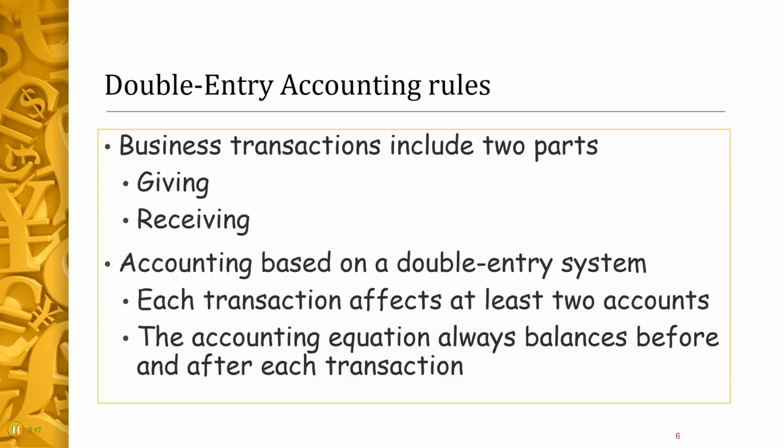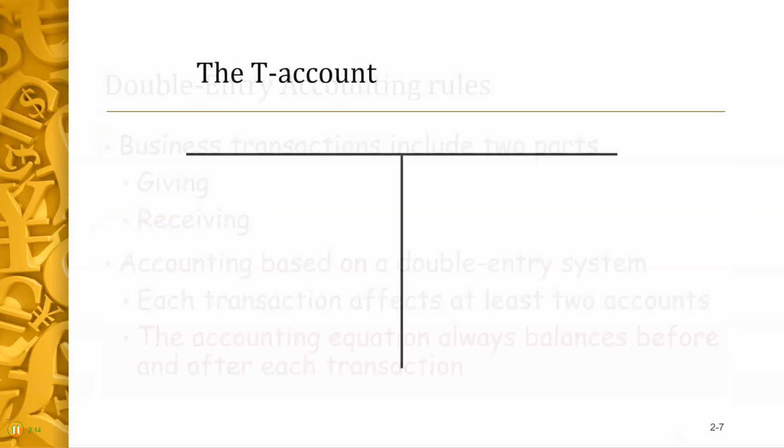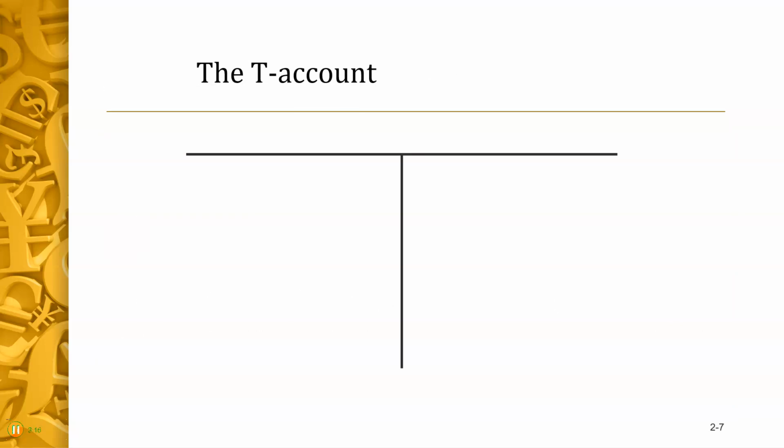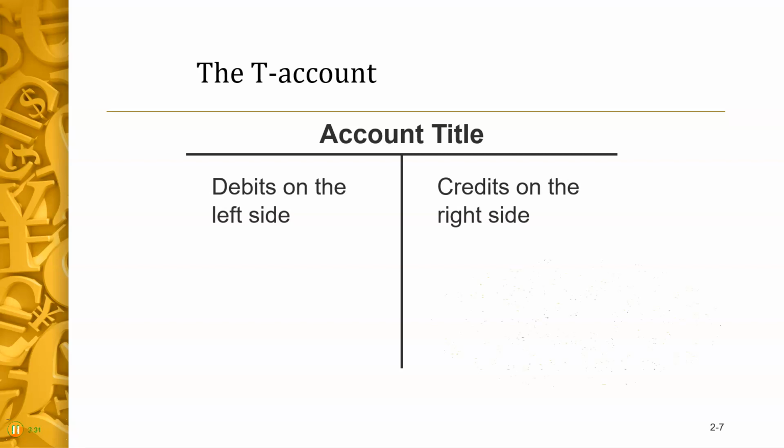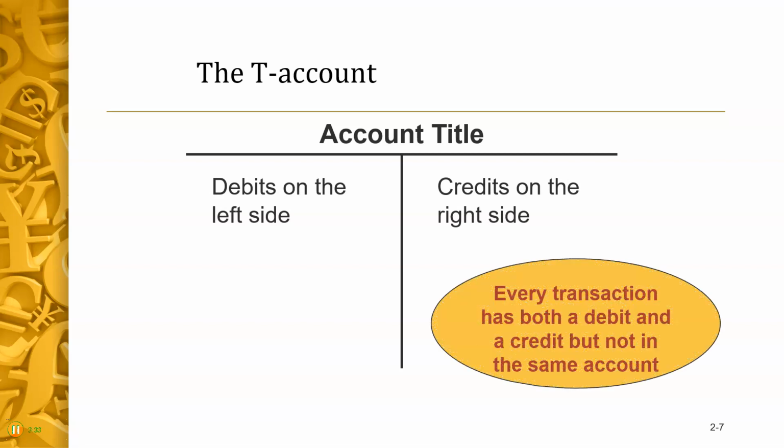Now we'll talk about an accounting tool. It's called a T account. You won't see this anywhere, but we use it to represent what an account looks like in the general ledger. It has an account title. Normally it'd have a number. The debit is always the left side. The credit is always the right side. Every transaction has both a debit and a credit, but not in the same account.